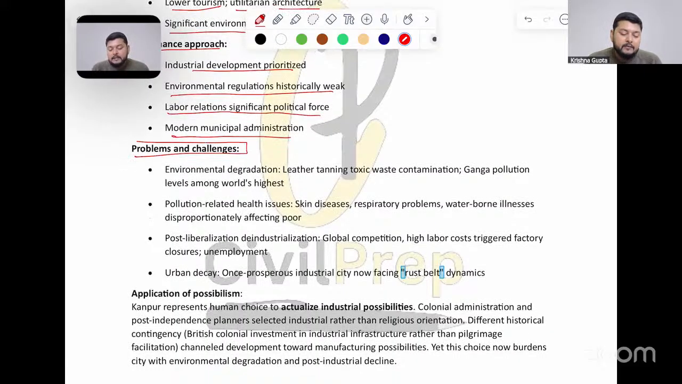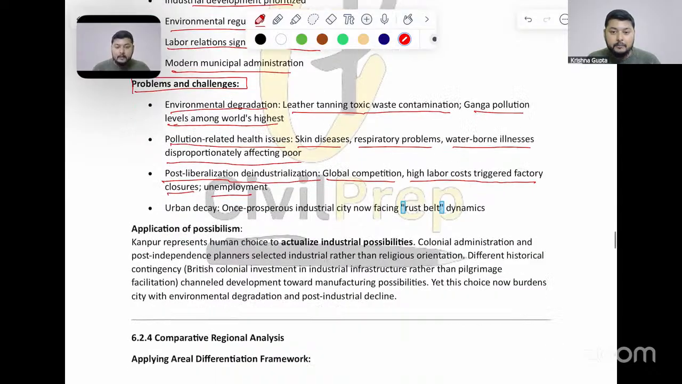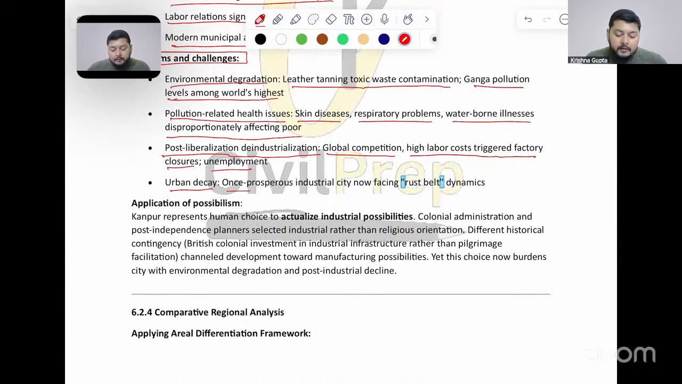What are the problems and challenges of Kanpur city? Let's look at it. Environmental degradation: leather tanning, toxic waste contamination, Ganga pollution levels among the world's highest are seen in Kanpur city. Pollution-related health issues like skin diseases, respiratory problems, and waterborne illnesses disproportionately affect the poor. Post-liberalization deindustrialization, global competition, and high labor cost triggered factory closures and unemployment in Kanpur city. Then urban decay: once a prosperous city, now facing rust belt dynamics, which is another word for industrial inertia.